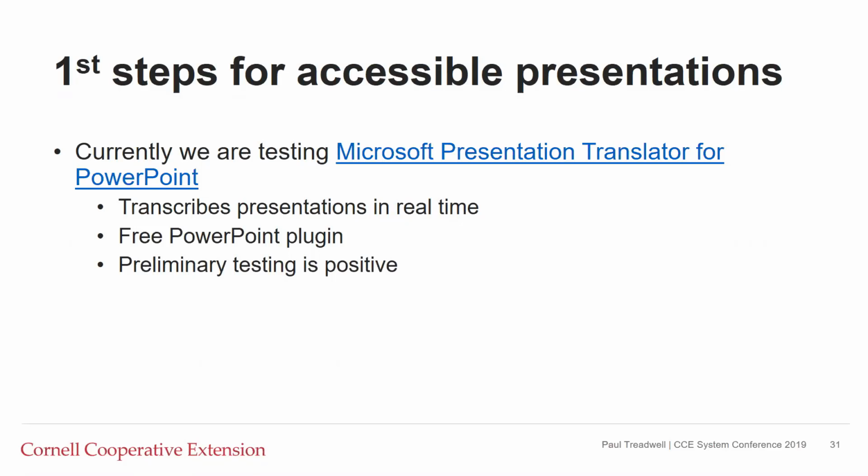Also, just to remind you, there is the accessibility checker in PowerPoint before you present your presentations. You can run that, and that will let you know where you have issues, duplicate headings, or unidentified images that need alt text, things like that.